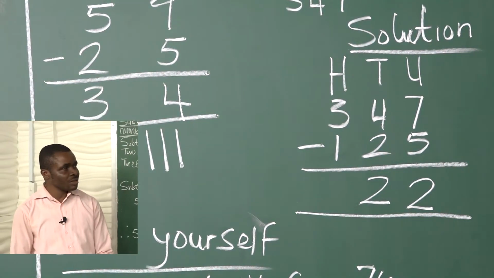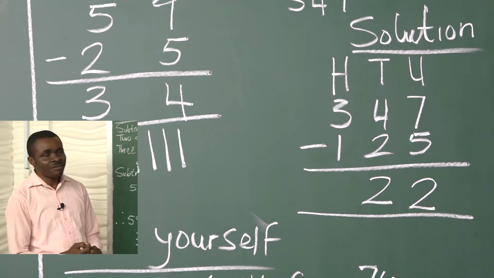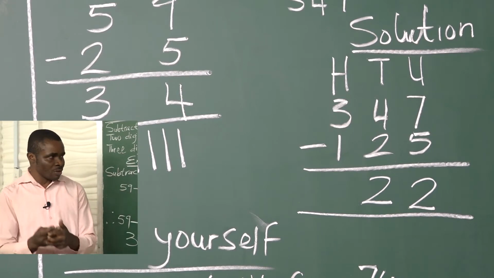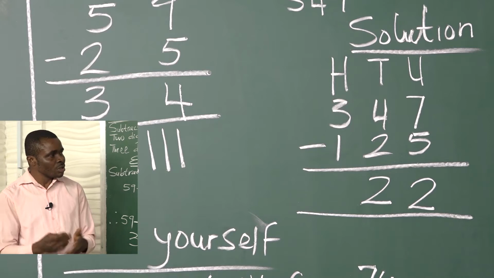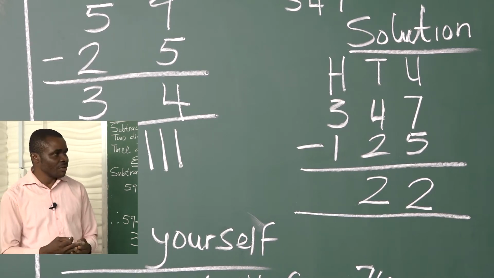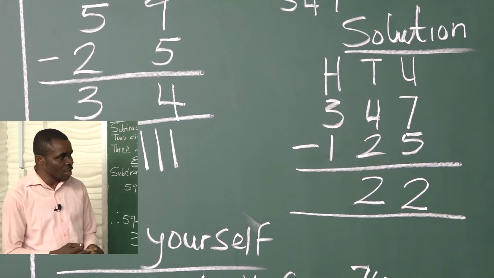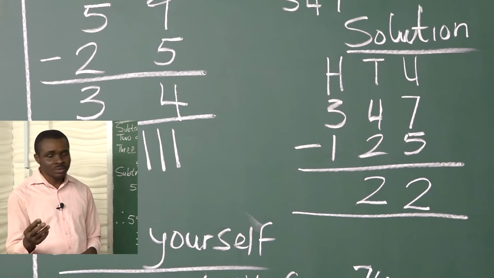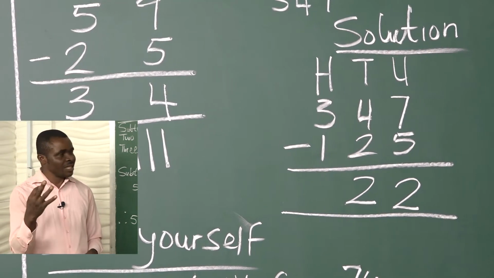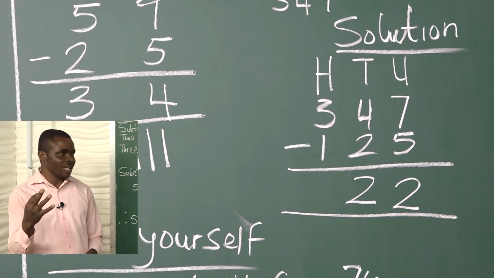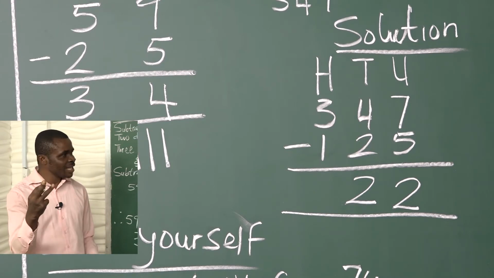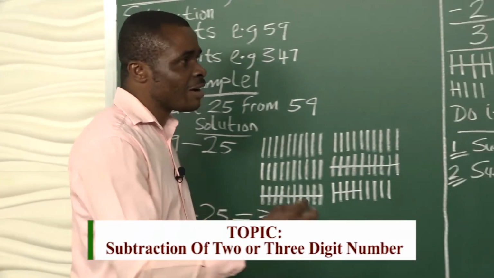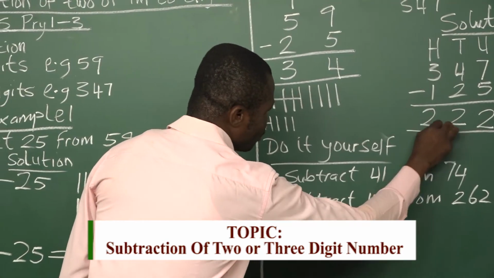Then you move to the last column, which is the hundreds column. You have 3 and 1. You count 3 strokes, and after doing that, you take 1 away from it. What is remaining, you put down as the digit for that particular column. So we count 1, 2, and 3. Remove 1 from the 3, and I should have 2 left. That 2, you put down as the digit under the hundreds column.